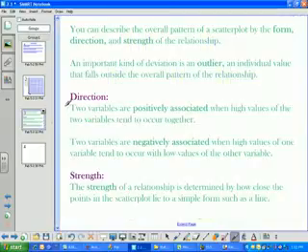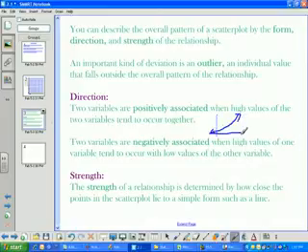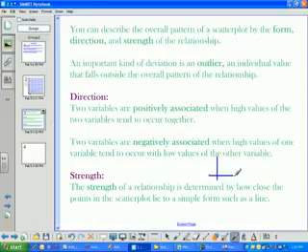Talking about direction, they're positively associated when high values of two variables tend to occur together. What that would look like is, as my x is getting bigger, so are my y values. Now this could be a smooth curve, it could be a straight line, it could be another shape. Negative association is the same idea, but high values of one tend to occur with low values of the other, so it's going down.